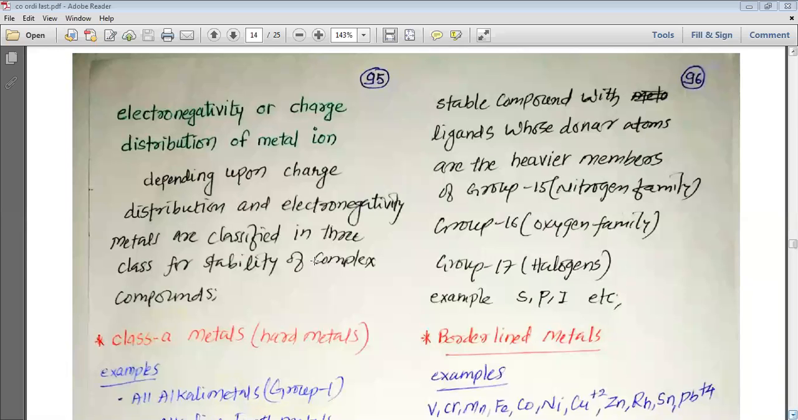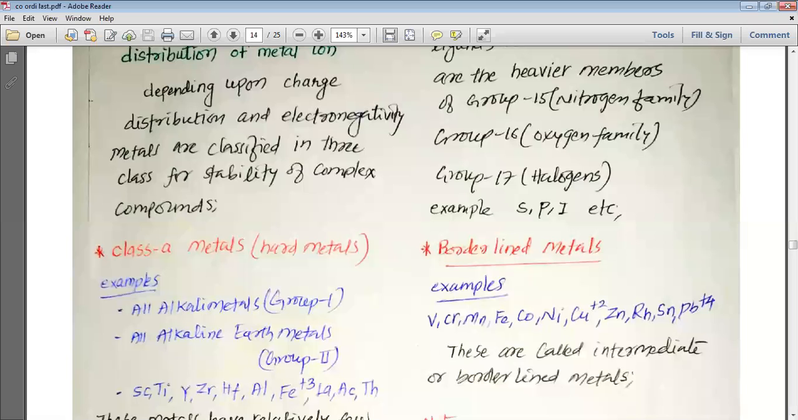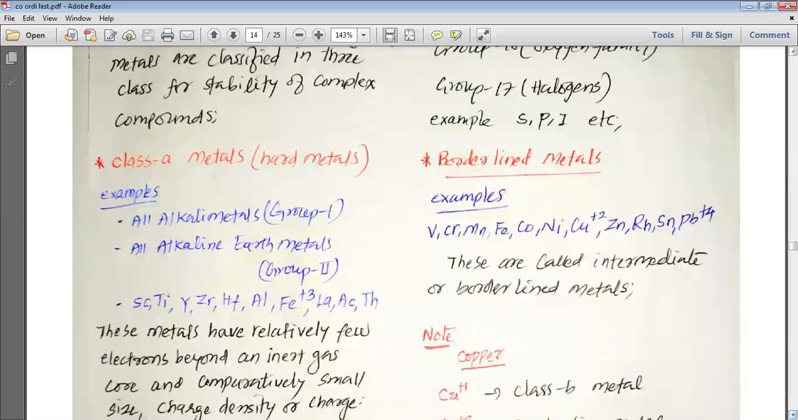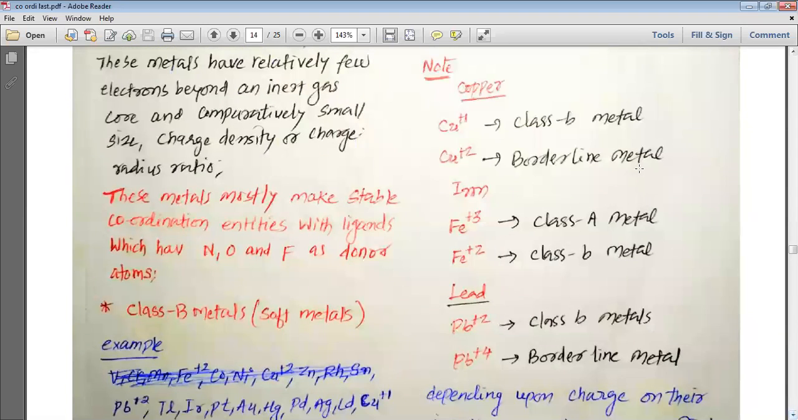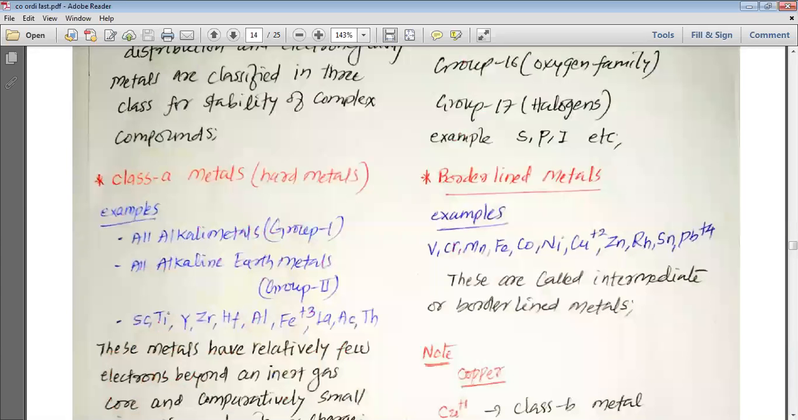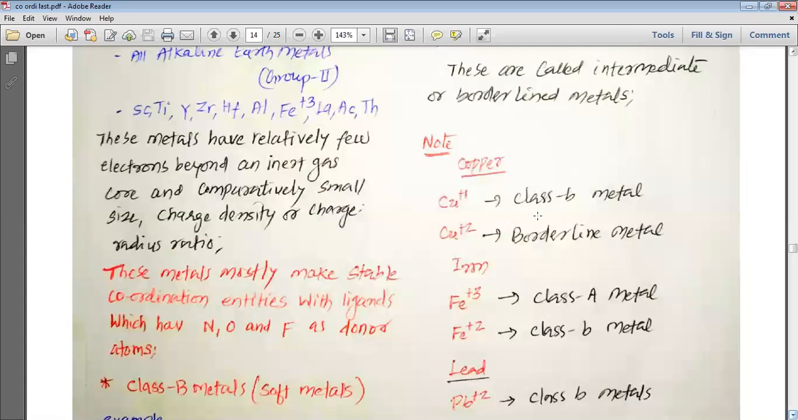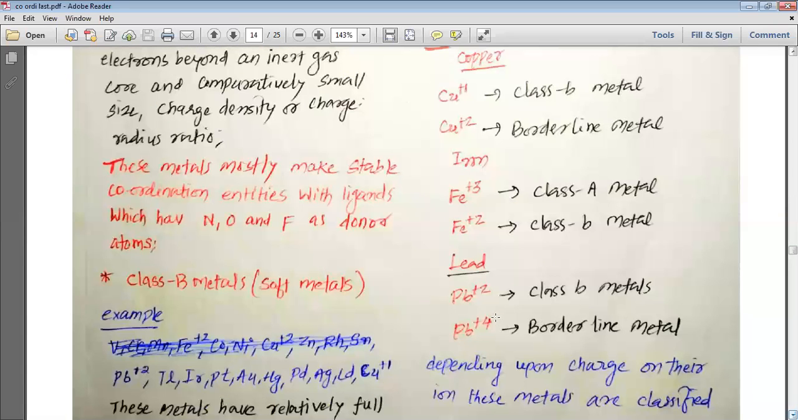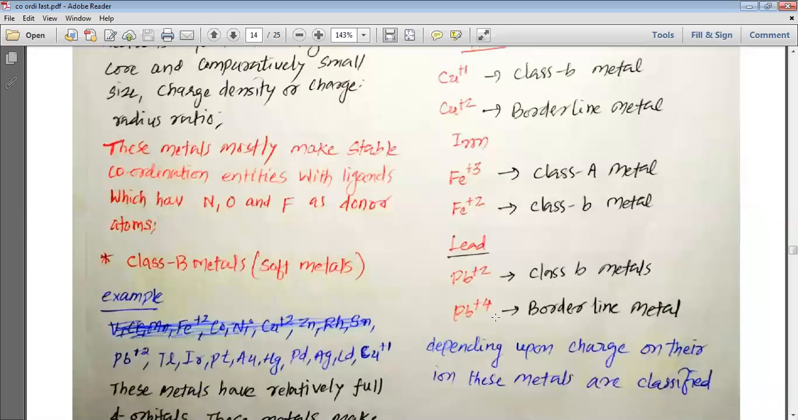One is known as the class A metals, which are also known as the hard metals. Then we have the class B metals, which are also known as the soft metals. And then we have the borderline metals, which are neither exactly hard metals nor exactly soft metals, but they are the borderline metals. We have even seen that Cu+ is class B, but Cu2+ is borderline. Fe3+ is class A, but Fe2+ is class B metal, whereas Pb2+ is class B, whereas Pb4+ are the borderline metal ions, and depending upon the charge, these metal ions have been classified.